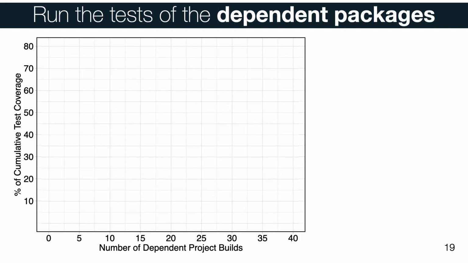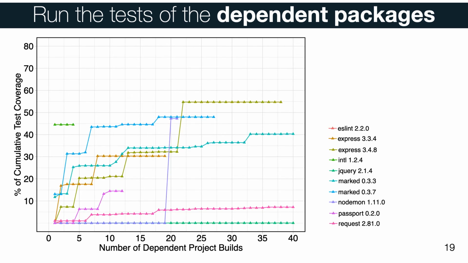In this figure, we can see in the x-axis the number of dependent projects that we run, and in the y-axis we can see the cumulative test coverage that we achieve. We can see that based on the experiment that we ran, we were able to achieve up to 55% of test coverage by considering only the tests of dependent packages. It's worth mentioning that these tests simulate the real use of the package API.